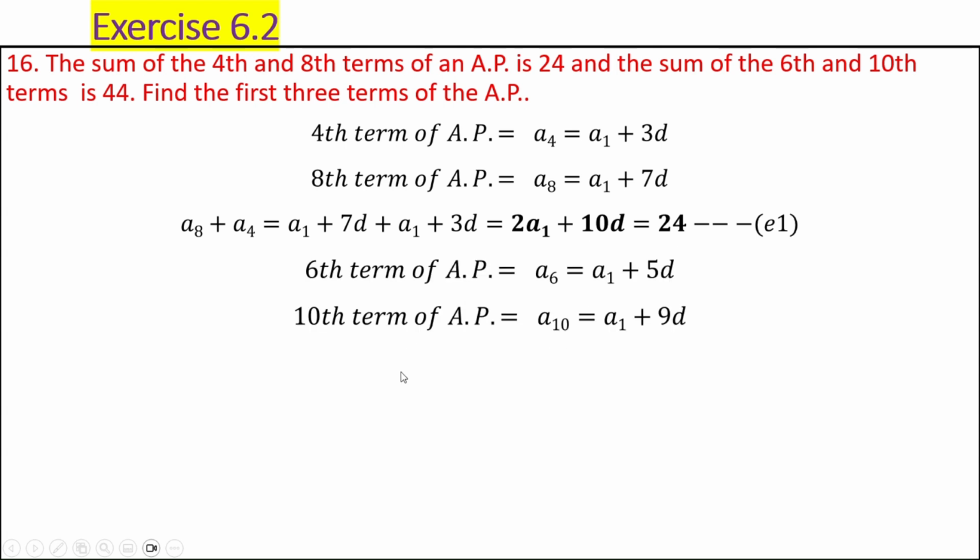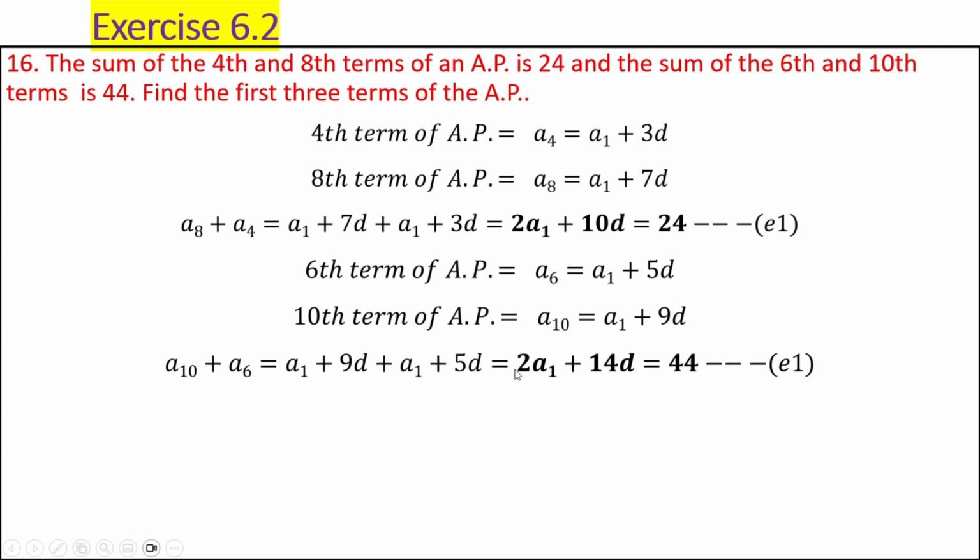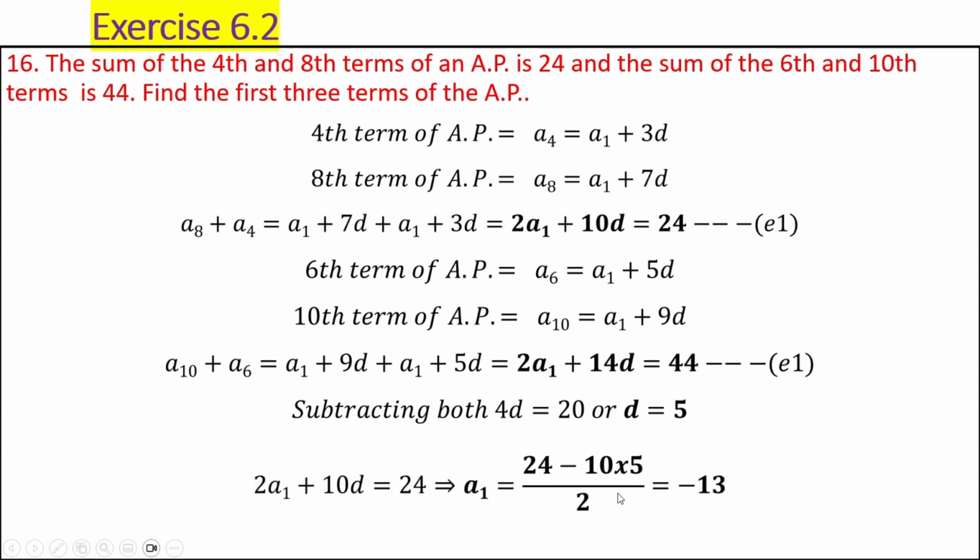Sixth term, 10th term, sum of these two is equal to 44. 2a1 plus 14d equal to 44. Now if you call it equation 1 and equation 2, if you subtract them, what you will get is 4d equal to 20 or d equal to 5. So you have the d, you substitute in any of the equations, you get the a1 value. Okay, so a1 equal to -13, d equal to 5. So the arithmetic progression is -13, -8, -3, dash, dash, dash. First three terms is what they asked, so that's what we wrote here. Next.